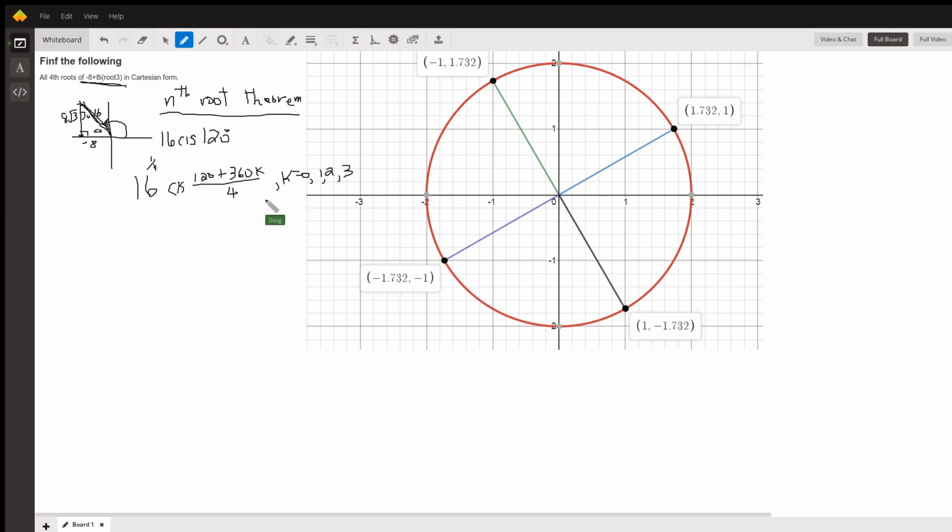Okay, so we take the fourth root of 16 as 2. Now, what are our possible roots? Well, 4 into 360 is 90, so as we take on the values of k of 0, 1, 2, 3, we can just see that we're increasing this 30 degrees by 90 at a time. So we start at 30 because we have 120 divided by 4. And then if we just keep adding 90, we'll get the other ones.